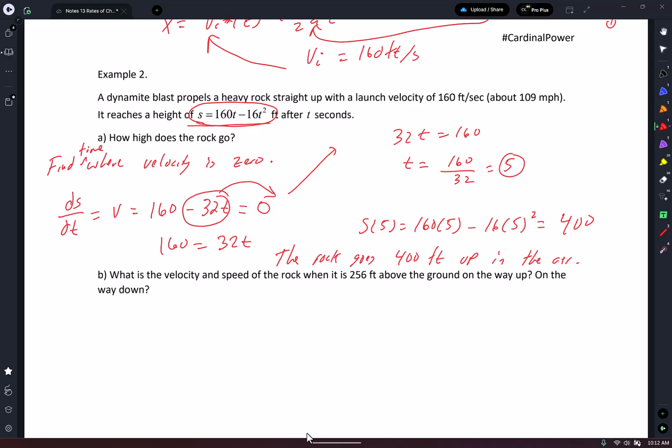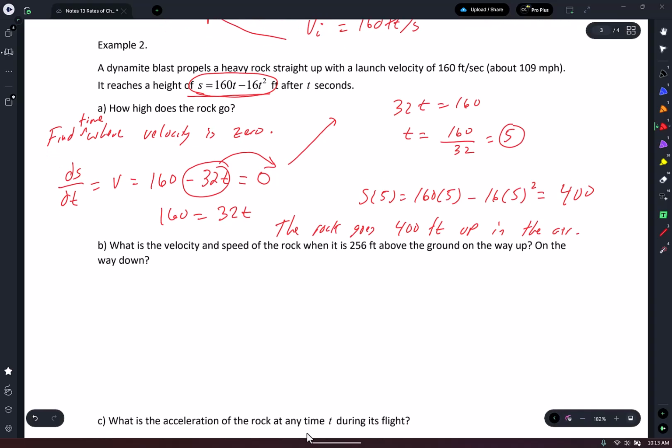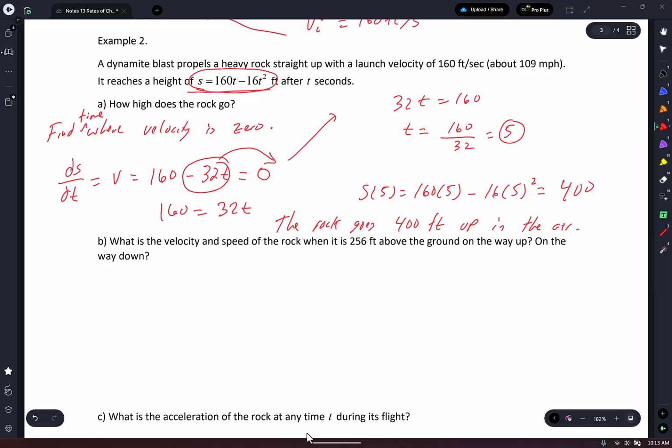Okay. You guys ready? All right, letter B. What is the velocity and speed of the rock when it is 256 above the ground on the way up, on the way down? Okay, on the way up, I'm going to get a positive velocity. On the way down, I'm going to get a negative velocity. It's symmetrical. See how they want me to find out when it's 256 feet?